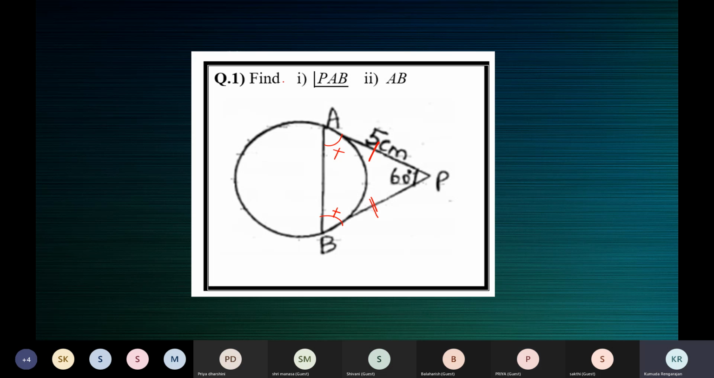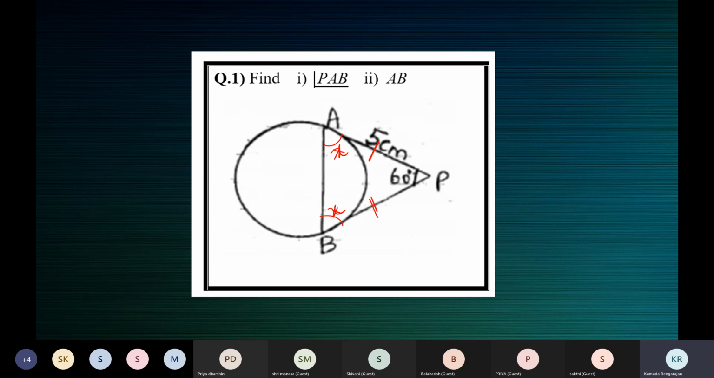Yes, ma'am. What will be the measure of each of these angles? 60 degrees. Now, what kind of triangle is PAB? Equilateral triangle.